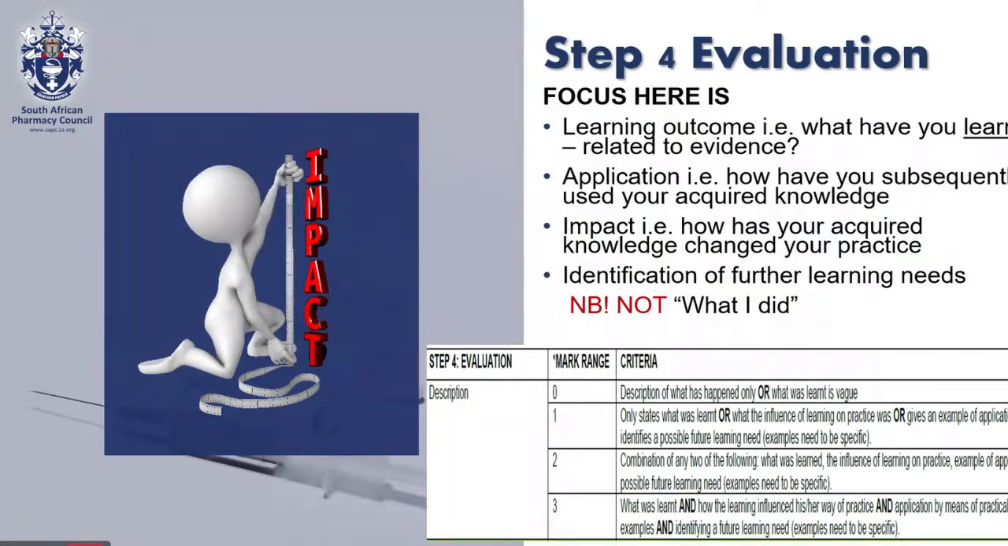So the last step in the 4-step cycle is our evaluation. So now you have to evaluate what you have done. The focus here is on the learning outcome. What have you learned related to the evidence? Application, how have you applied the knowledge? And please give us an example. The impact, how has this acquired knowledge changed my practice? And a future learning need. So you can see there are 4 parts to this step.